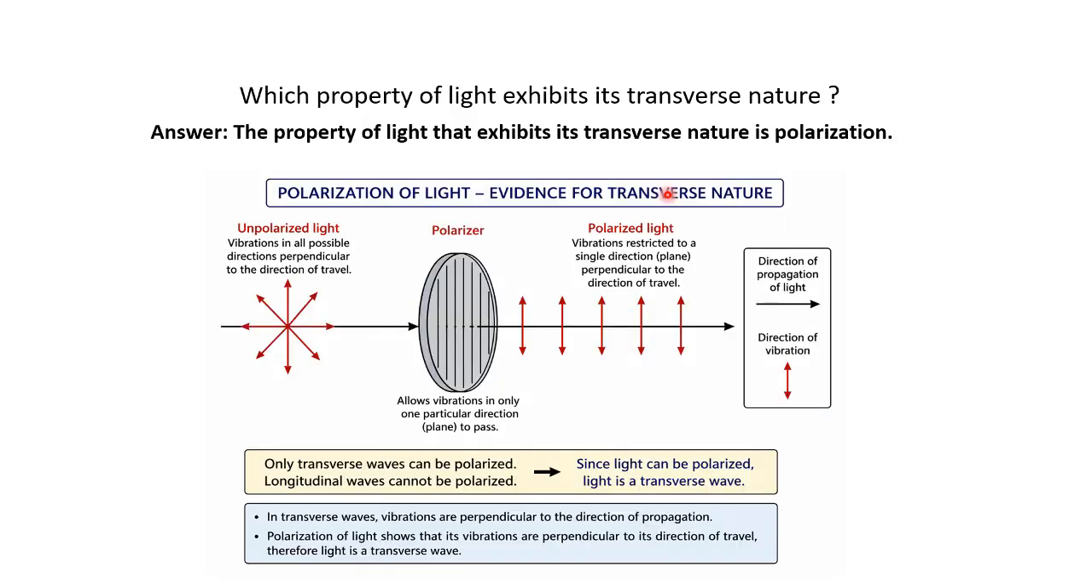Moving to question number 11, which property of light exhibits its transverse nature? Polarization refers to the restriction of vibration of a wave into a particular direction. Only transverse waves can exhibit polarization, and vibrations occur perpendicular to the direction of propagation. Longitudinal waves such as sound waves in air cannot be polarized. Here in this figure, unpolarized light passes through a polarizer and becomes polarized light. So transverse waves can be polarized, longitudinal waves cannot.